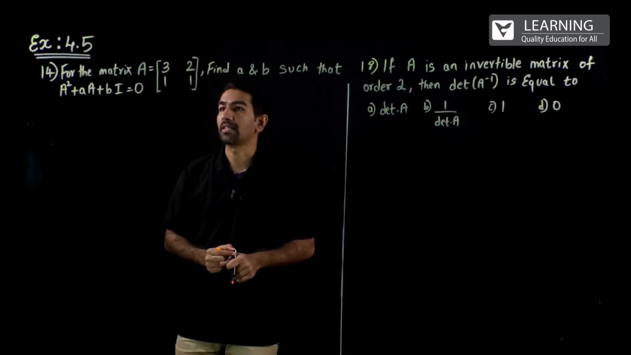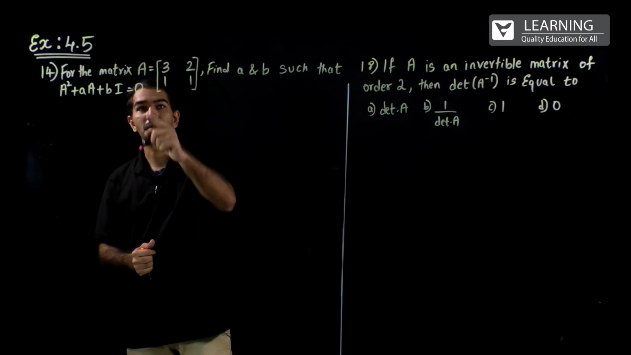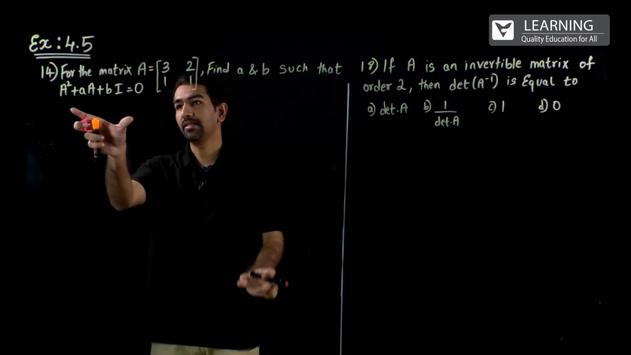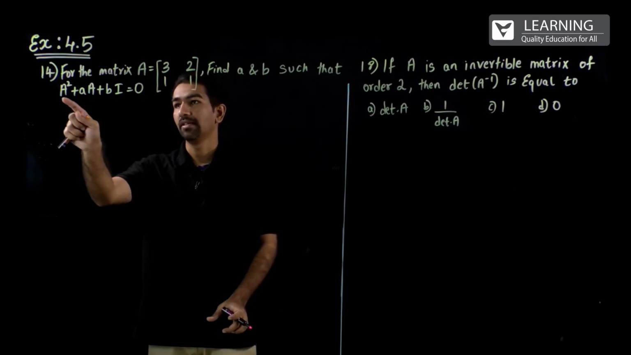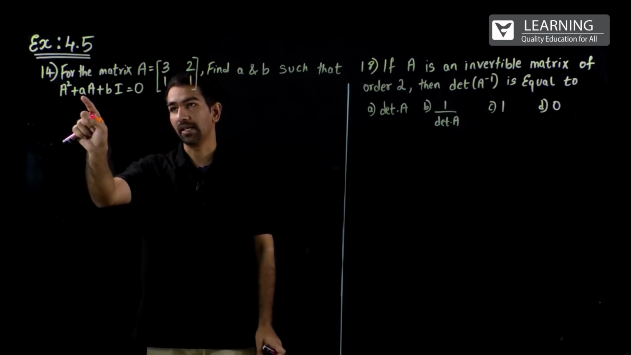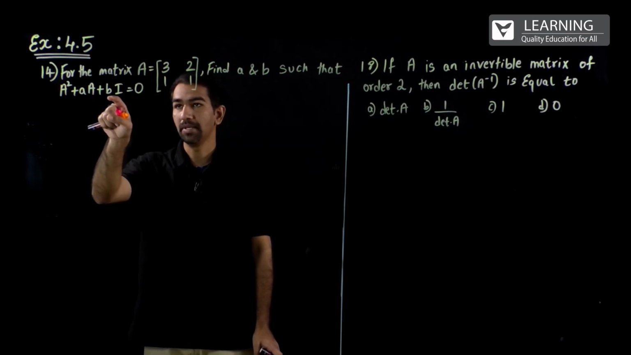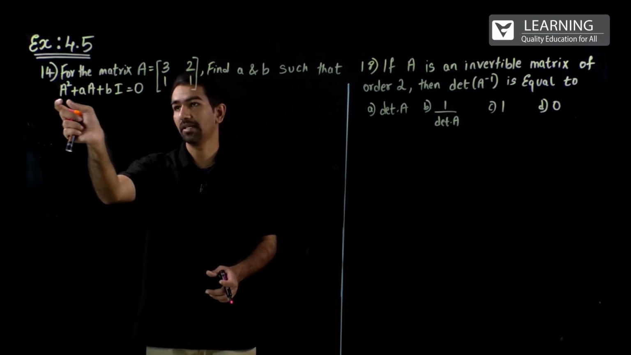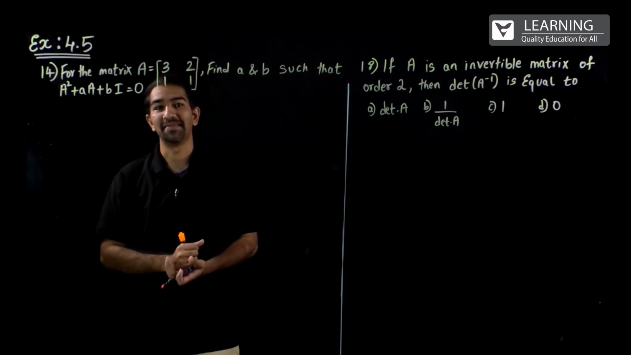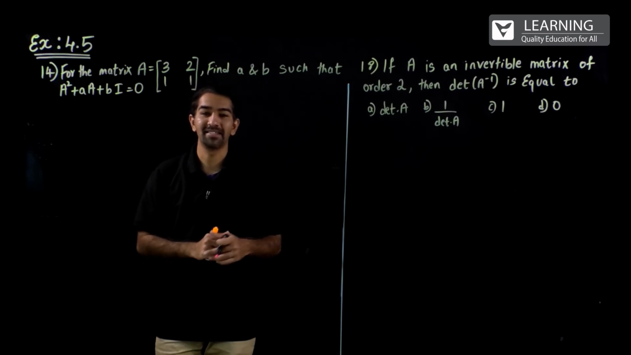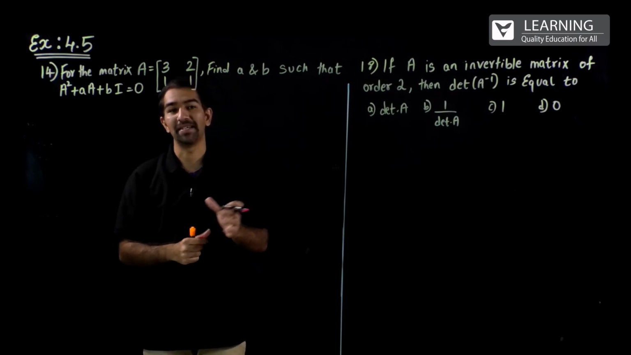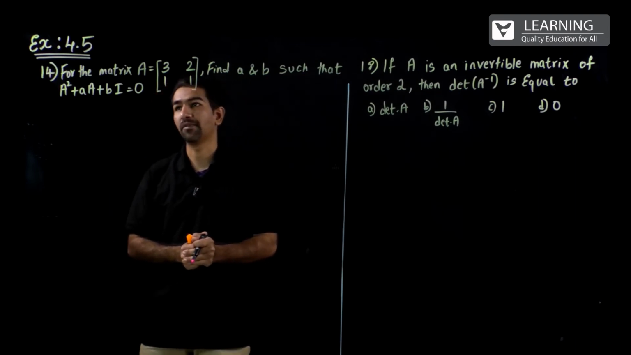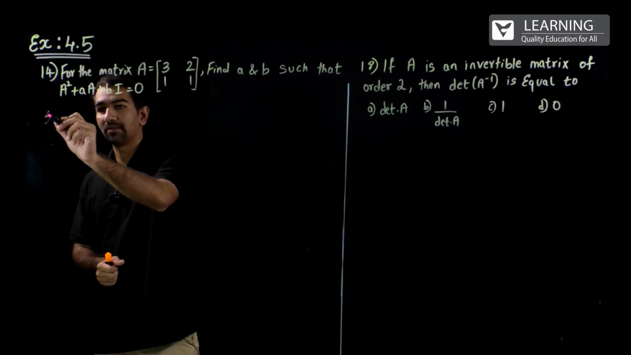Number 14 from exercise 4.5. Read the question here, students. The matrix A is given. Find a and b such that this equation is satisfied. Here we have A square, plus a scalar multiplied with A, plus b scalar multiplied with I, is equal to 0. The operation between each matrix is simple addition. So how do we add the matrices? We add the corresponding elements, correct? a and b we have to find out. So let's start with the solution.